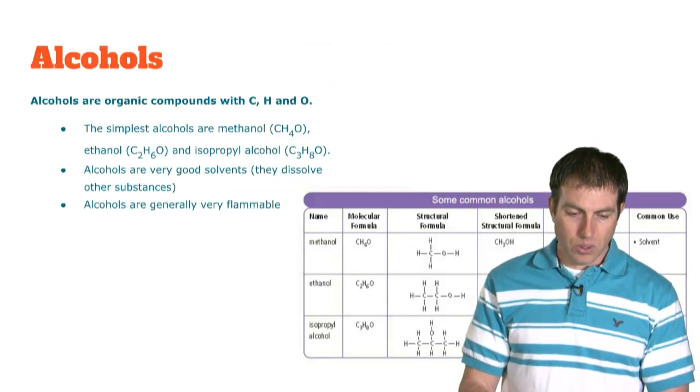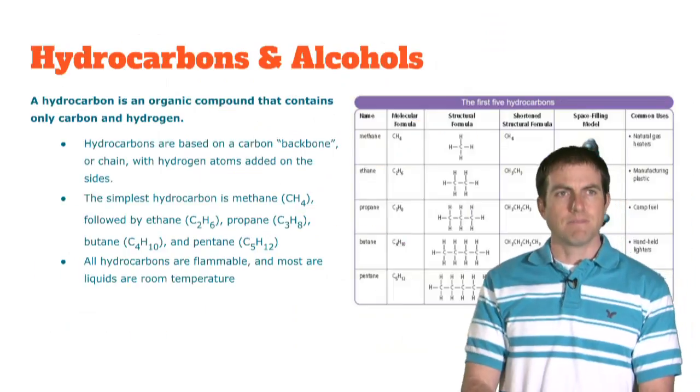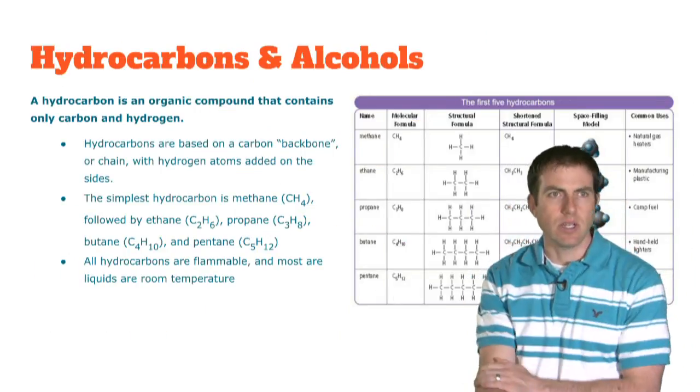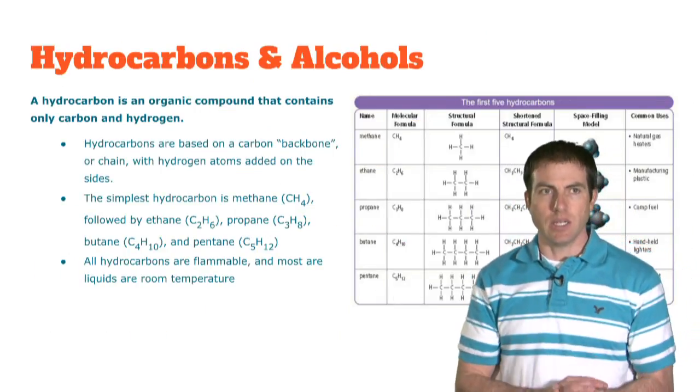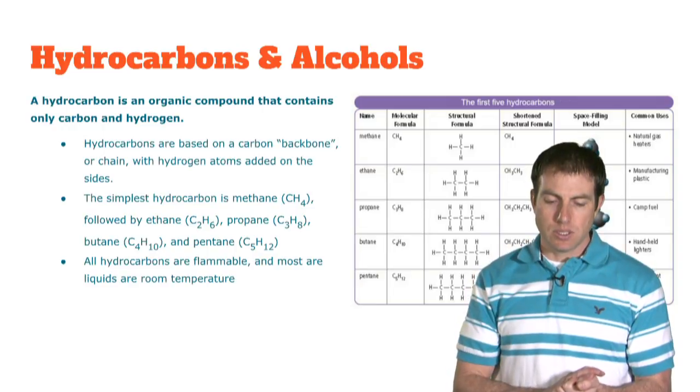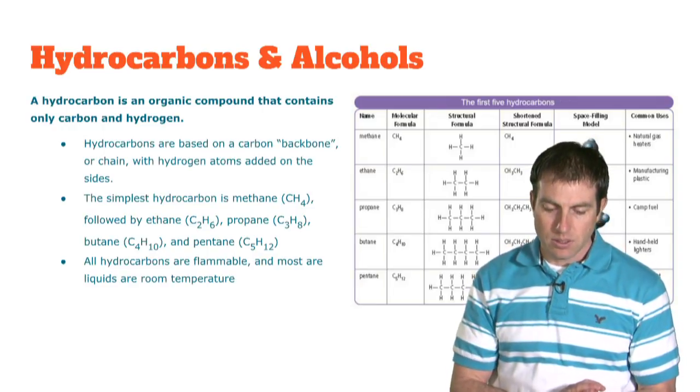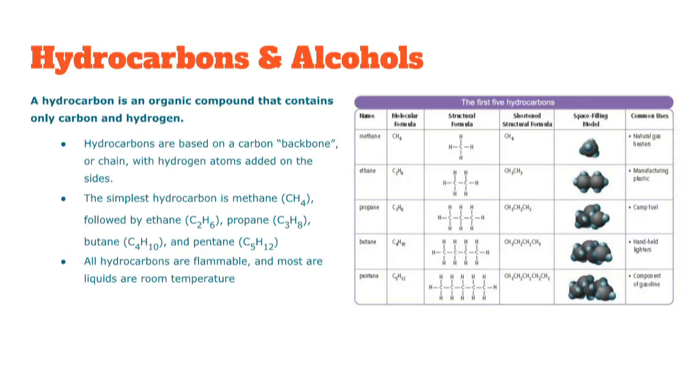All right, so those were hydrocarbons, hydrocarbon chains. You have CH4, methane, C2H6, ethane, C3H8, propane, butane, pentane. Let's just take a little mental snapshot of those things.